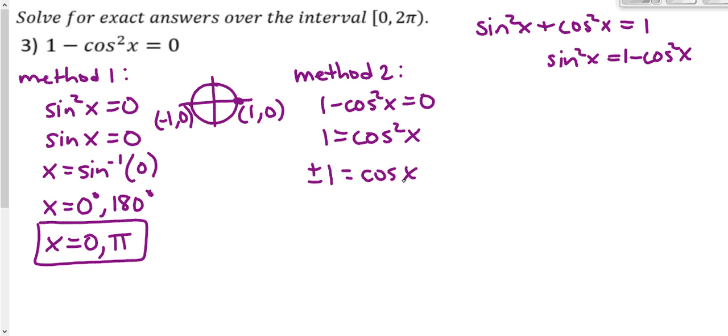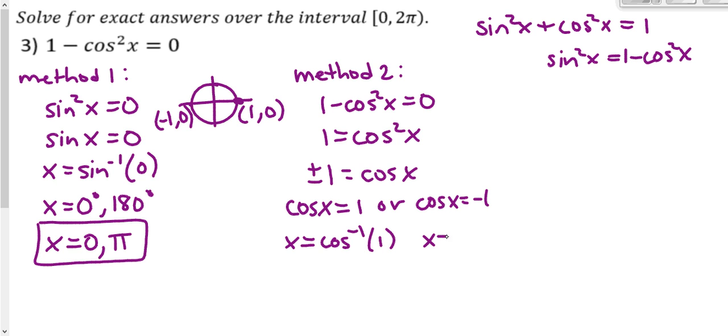Okay, so this gives us two equations. This gives us cosine x equals 1 or cosine x equals negative 1. So that means x is the inverse cosine of 1, the angle whose cosine is 1, or x is the inverse cosine of negative 1, the angle whose cosine is negative 1. What angle has a cosine value of 1? Well, let's just use the unit circle that was already drawn. That angle is 0 degrees, also known as 0 radians. And what angle has a cosine value of negative 1? That angle is pi radians, 180 degrees.